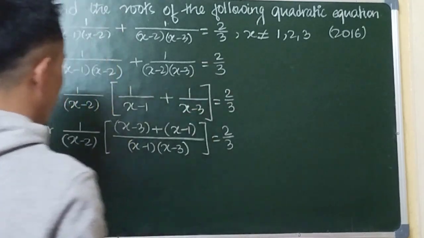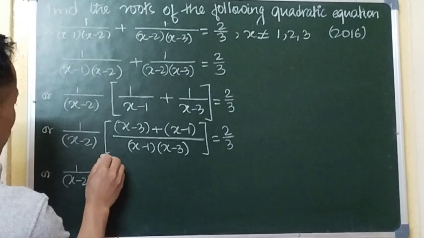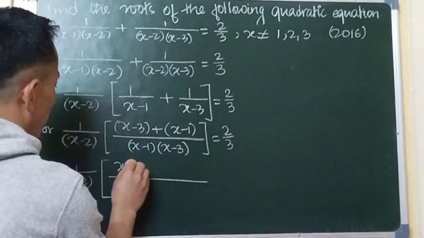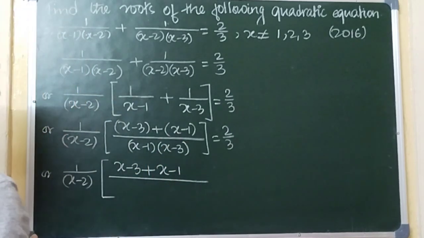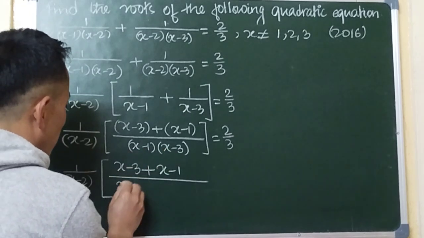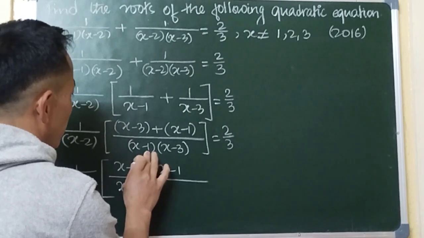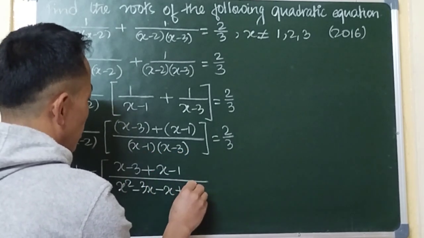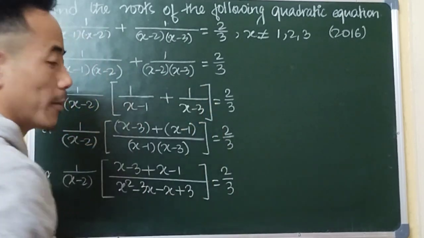Remaining, keep it as it is. Or 1 by x minus 2, simplify the terms inside the bracket now. So x minus 3 plus x minus 1 in the numerator. In the denominator you can multiply x times x is x square, x times minus 3 is minus 3x, minus 1 times x is minus x, and minus 1 times minus 3 is plus 3, equals to 2 divided by 3.